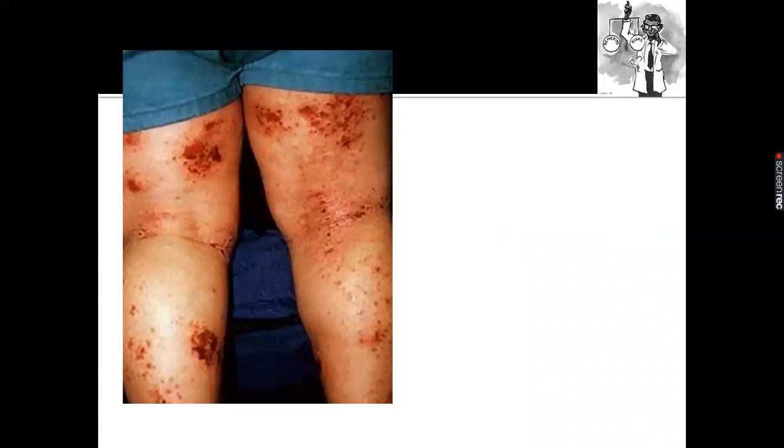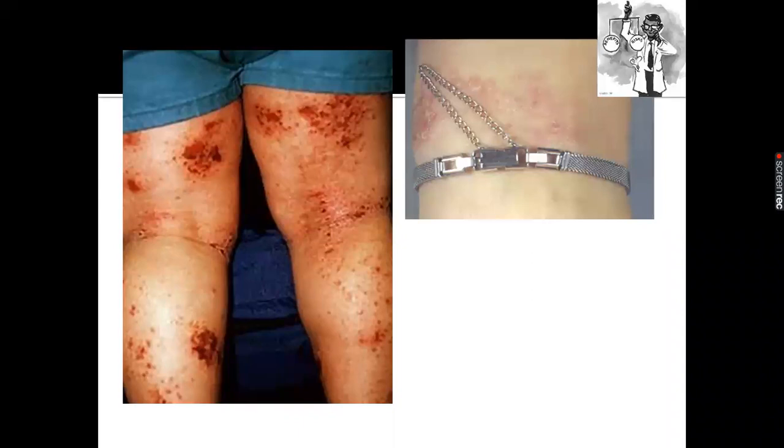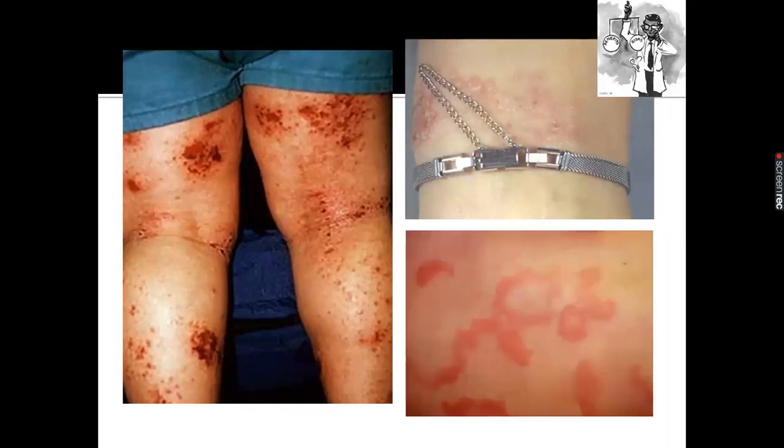This type of reaction can be seen with contact dermatitis. Here also there is a sign of contact dermatitis-like allergy. It can be due to allergic chemicals which were used in this bracelet.